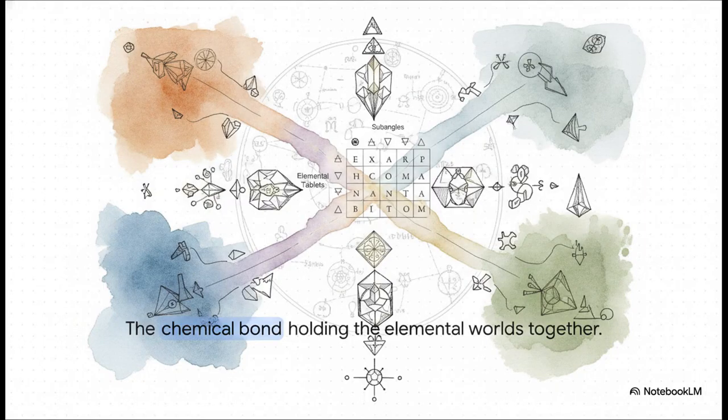But what holds it all together? Well, that would be the Tablet of Union. Right in the middle, there's a central black cross dividing those 4 elemental domains. That cross is actually its own mini-grid. It contains specific bridging letters like EXARP, H-Coma, Nanta, and BTOM. This Tablet of Union acts as a sort of chemical bond. It's the vital mortar that mathematically locks these 4 separate elemental quadrants together into one beautifully unified system.